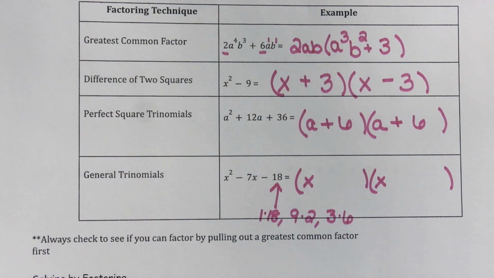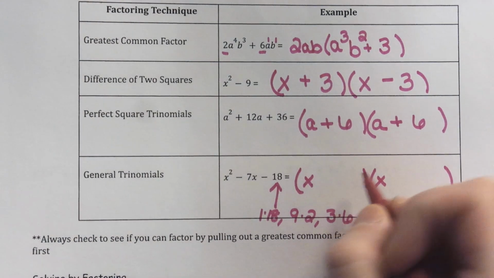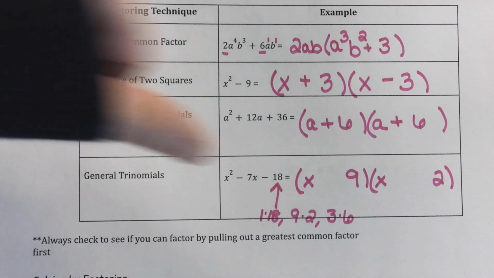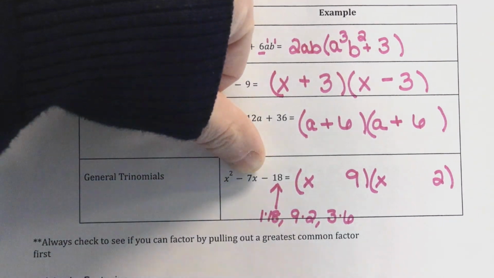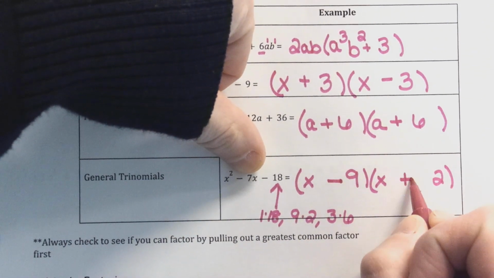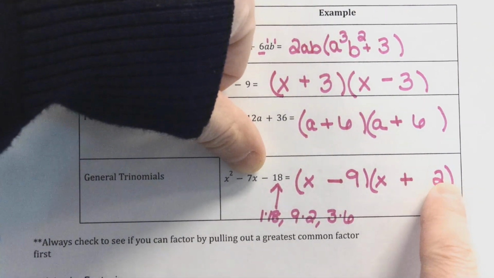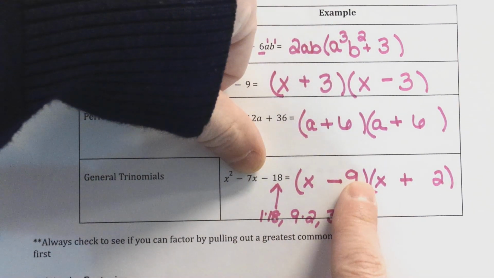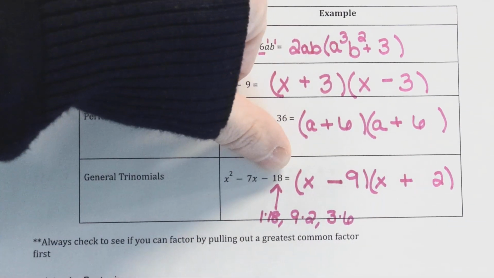Of those pairs, which one could add or subtract to 7? The 9 and the 2. Perfect. So we need the 9 and the 2. So remember, sometimes it's helpful to make that list so you can go through and think like which one's going to work. Okay, from here, do you see how we need it to be a negative 7? Yes. So I'm going to make this one negative and this one positive. Negative 9 plus 2 is negative 7. Negative 9 times 2 is negative 18.